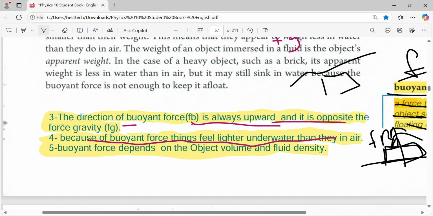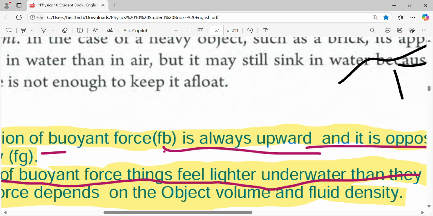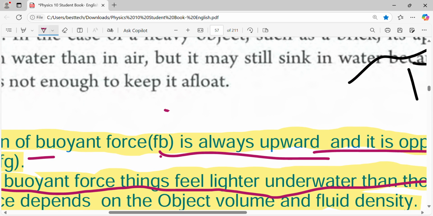Guys, there is another important thing. Look, let me make a picture again. This is the surface of the water, and this is an object. This object is on the surface. It means the object doesn't go under the water. The object is on the surface of the water, outside the water, and this is the object.